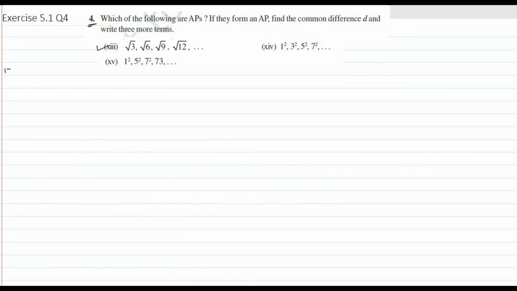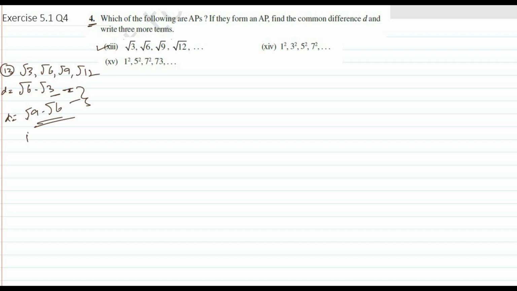So here 13th one, root 3, root 6, root 9, and root 12. So root 6 minus root 3, d is equal to root 6 minus root 3. This is not simplified. This cannot be simplified further. So here one more term, root 9 minus root 6. Okay, this also cannot be simplified. So d is not same here. Okay, hence it is not AP.